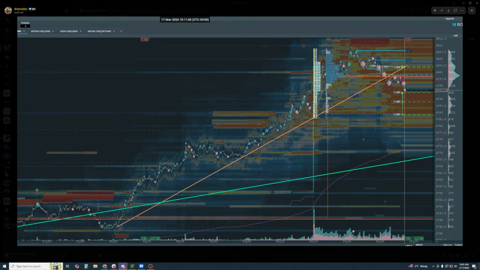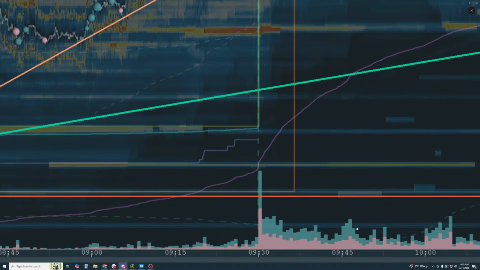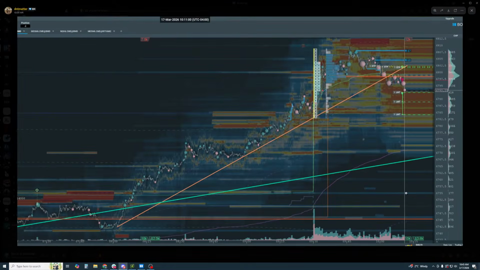Here I can see there's more buyers in the delta. I can see this clearly. Here looks like a little bit more buying, but I would say it's more selling in here, right? So anyway, harder for me to read it.